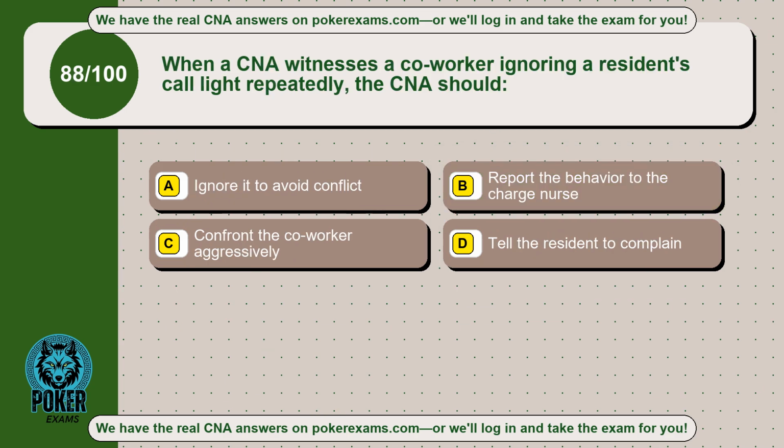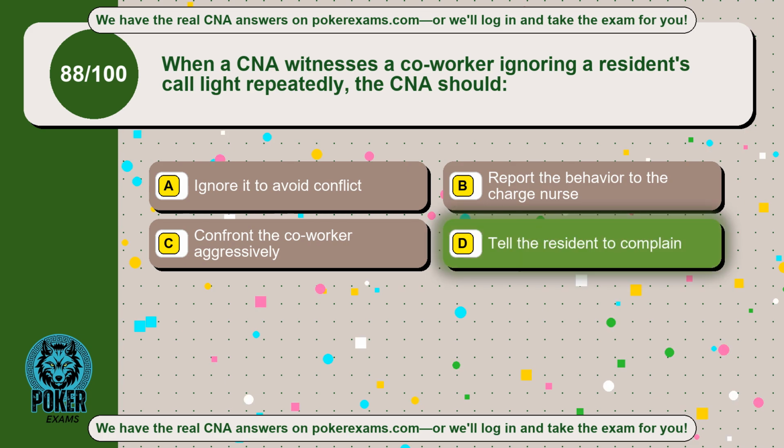Question 88. When a CNA witnesses a coworker ignoring a resident's call light repeatedly, the CNA should. Option A, ignore it to avoid conflict. Option B, report the behavior to the charge nurse. Option C, confront the coworker aggressively. Option D, tell the resident to complain.